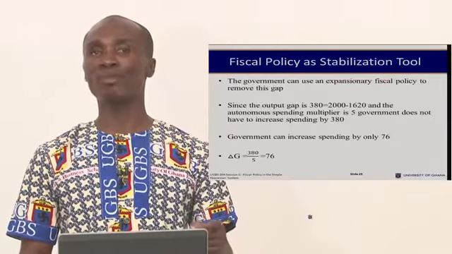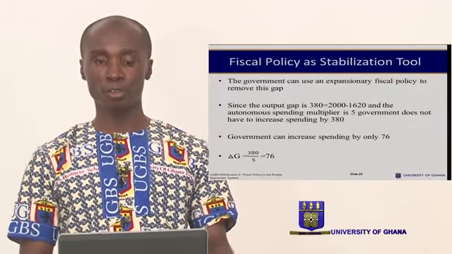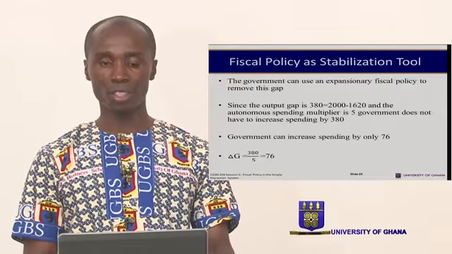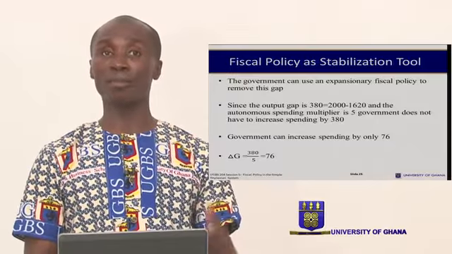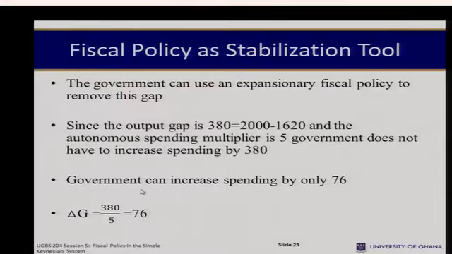If government increases its spending by 1 unit, we know equilibrium income will increase by 5. Therefore, the way we can calculate how much government needs to increase its spending is to divide the total gap by the multiplier. So that's exactly what we have here. When we divide the output gap by the multiplier, you get that the government has to increase its spending by only 76. So if government increases spending by 76, you can show that equilibrium income will increase by 380, and therefore the output gap will be closed.